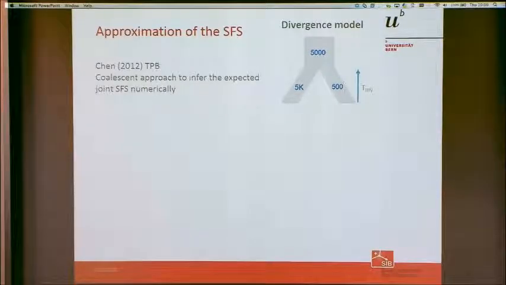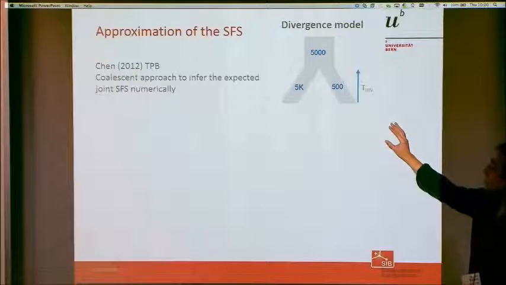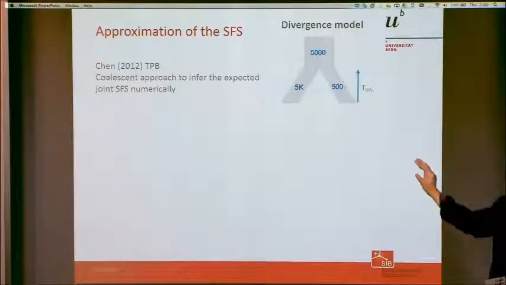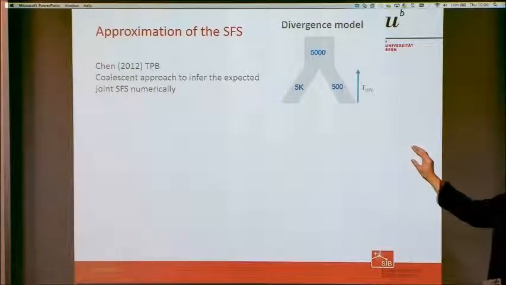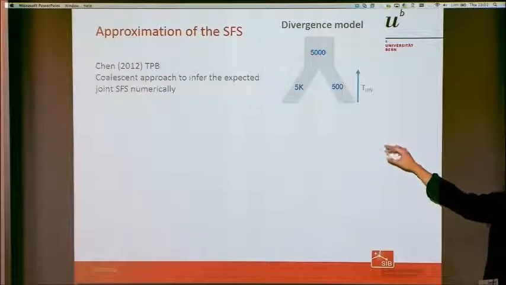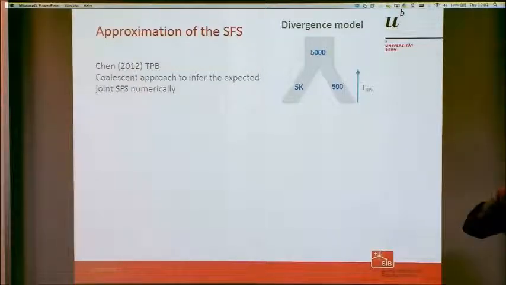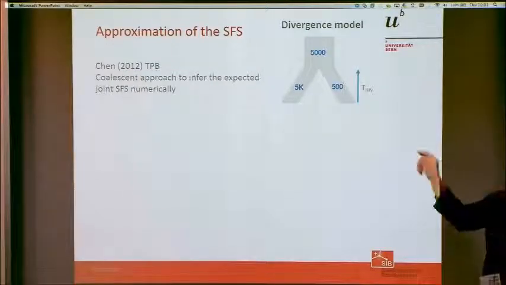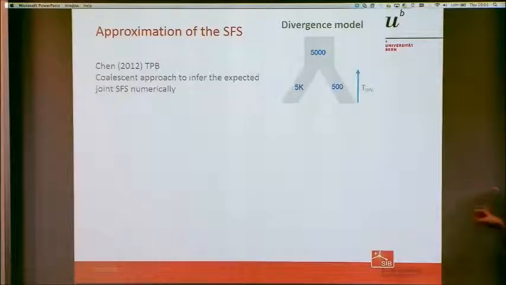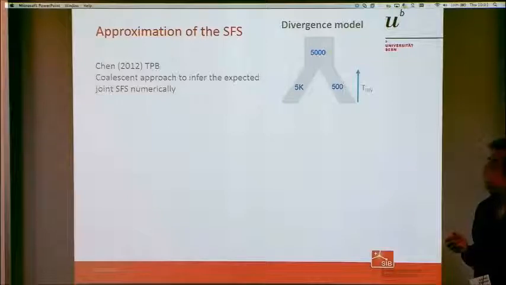So here is an example to show you that this approach works. We compared the results we obtained with fastsimcoal with some exact results obtained by Chen. He had a very nice paper in TPB a few years ago. He derived the site frequency spectrum based on a coalescent approach, and he solves the site frequency spectrum numerically.